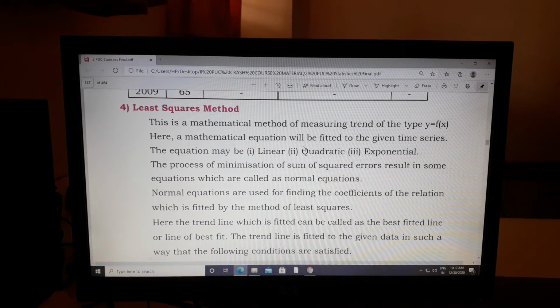See, this least squares method, how to evaluate? First and foremost, we need to generate the normal equations. What do you mean by normal equations? The process of minimization of the sum of squared errors results in some equations. Nothing but the process of minimization of the sum of squared errors.